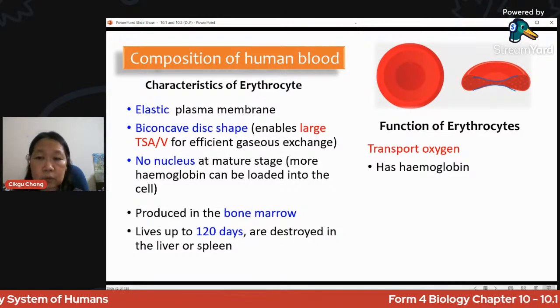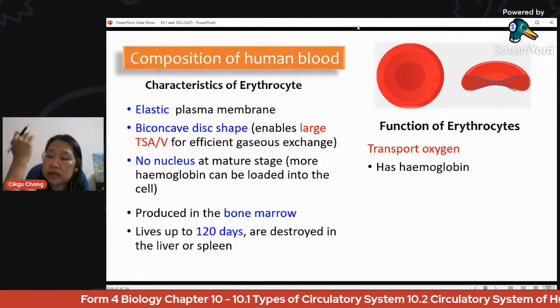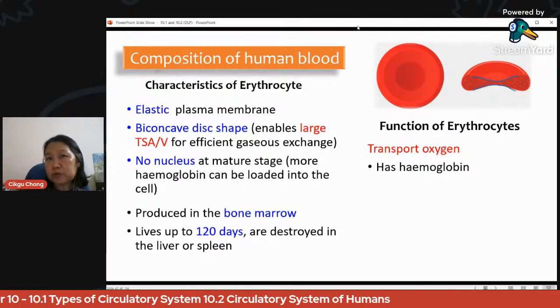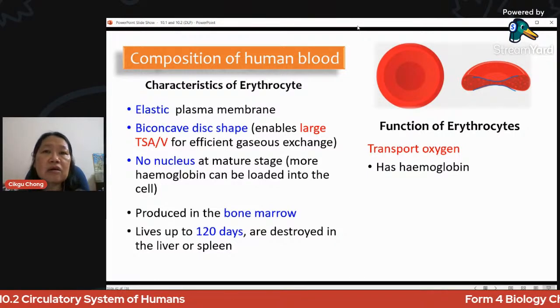Bone marrow is located where? Bone marrow is located in your bone, in the middle part of your bone, like the long bones here, like the ulna and radius, the shoulder bone, which is the humerus, the thigh, the middle part of the bone.